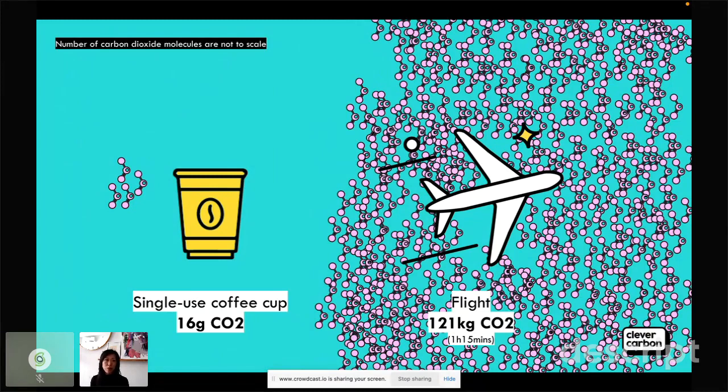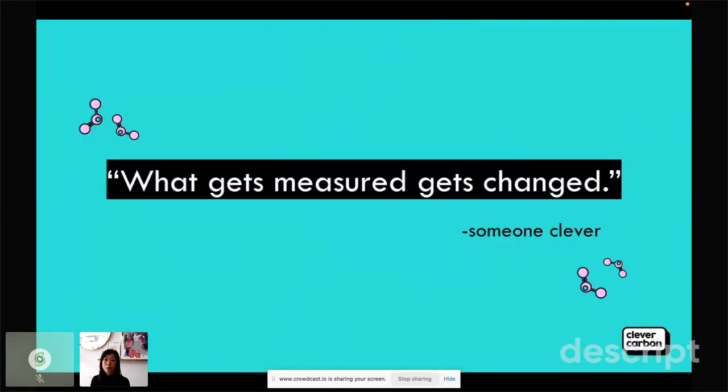But how can we improve the way we communicate sustainability and impact information, not just using these qualitative terms, but using data and facts? And at the end of the day, I think carbon footprint is really important because what gets measured gets changed.